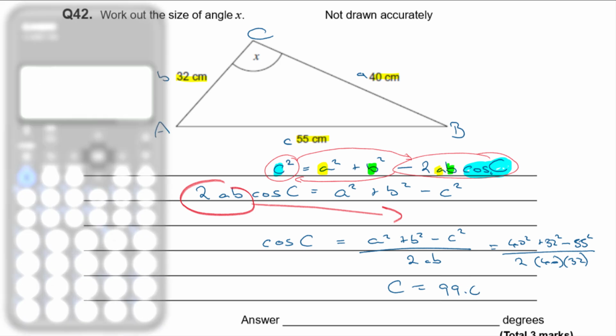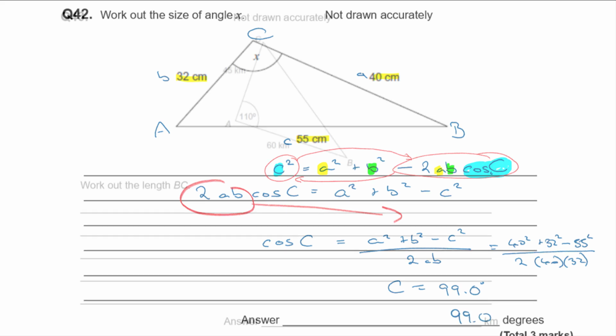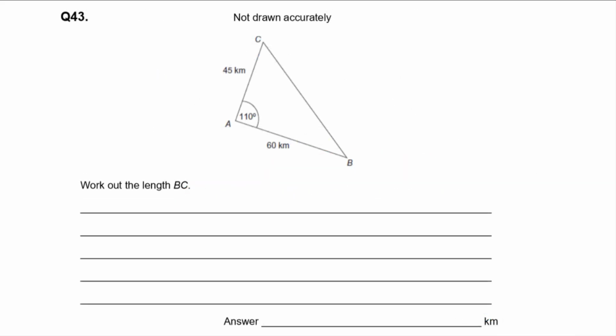Well, in terms of the diagram it does. That looks like it's just a little bit more than a right angle, doesn't it? So 99.0 looks good in that shape. So yeah, I'm happy with that. 99.0. 43, work out the length BC.